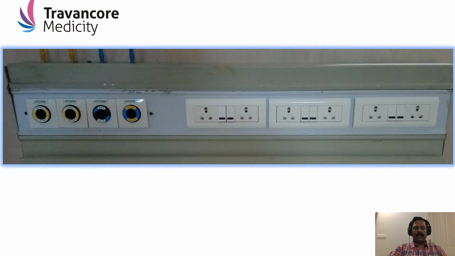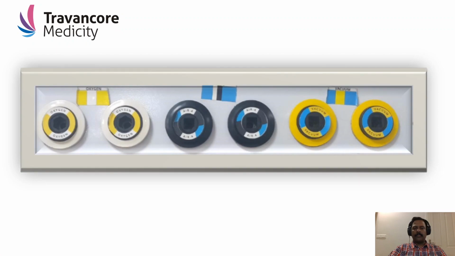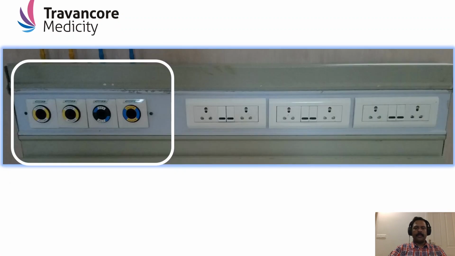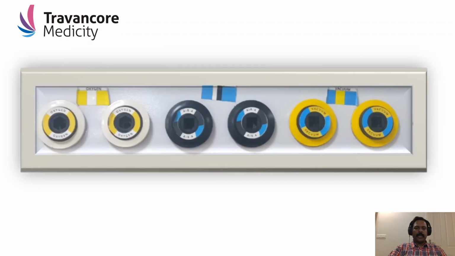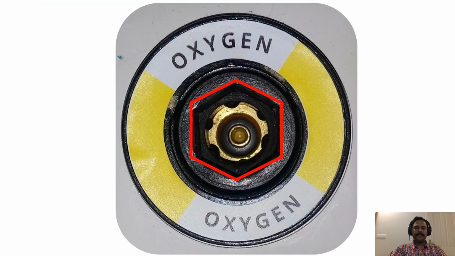So in the wall, we are having this outlet. This outlet mainly has a point for the gas and a point for the power plug also. Coming to the gas section, we are having ports for 2 oxygen, 2 air and 2 vacuum. So in case one port doesn't work, you can use the other port. But in some areas, we are having 2 oxygen, but 1 air and 1 vacuum. So make sure which area you are working in and what facilities are available.